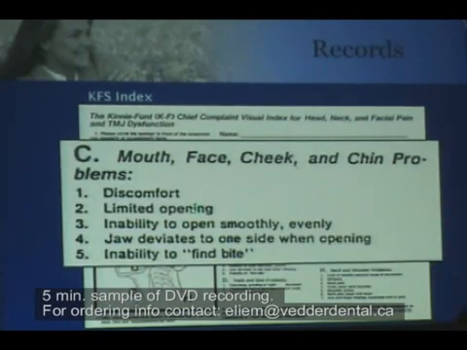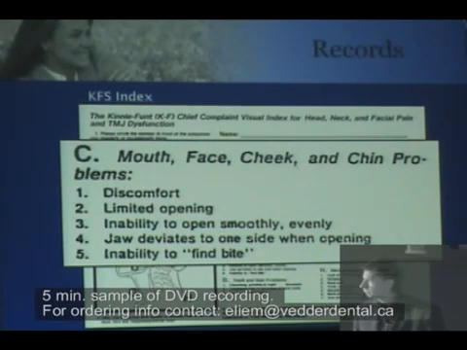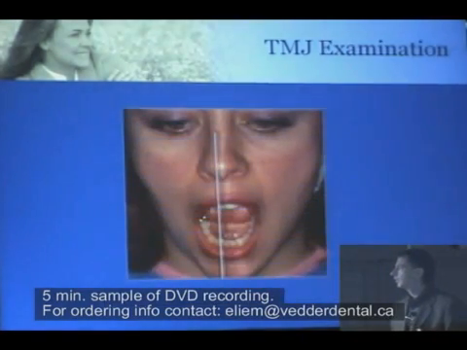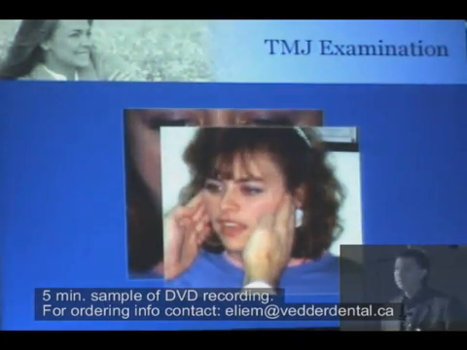My job then is to understand why they may circle limited opening. Is it a disc interference disorder? Is it muscular in nature? Can I see why they say, inability to find bite? Maybe it's temporalis hyperactivity. So we associate concerns based on what we hear, and then examine the relationship. TMJ examinations may be something as simple as range of motion, lateral ranges, deviations or deflections, palpations.